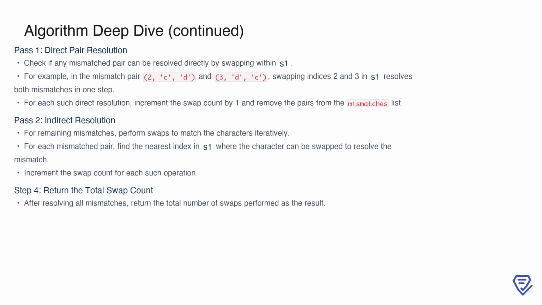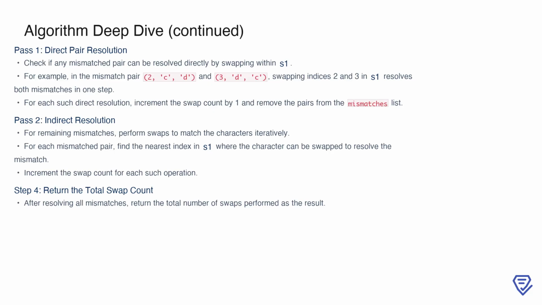The goal now is to resolve the mismatches with the minimum number of swaps, and we achieve this using a two-pass approach. In the first pass, we focus on direct pair resolution. Here, we look for mismatched pairs where the characters are inverted, meaning a swap between their indices will resolve both mismatches in a single step.